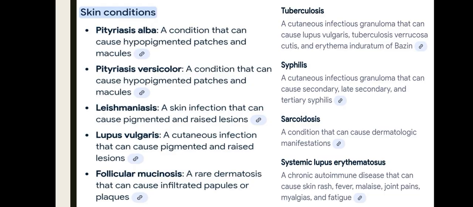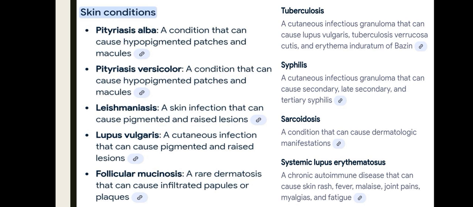The conditions that need to be differentiated from leprosy include pityriasis alba, a condition that can cause hypopigmented patches and macules. Pityriasis versicolor, a condition that can cause hypopigmented patches and macules. Leishmaniasis, a skin infection that can cause pigmented and raised lesions. Lupus vulgaris, a cutaneous infection that can cause pigmented and raised lesions.